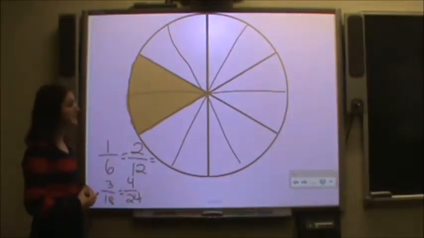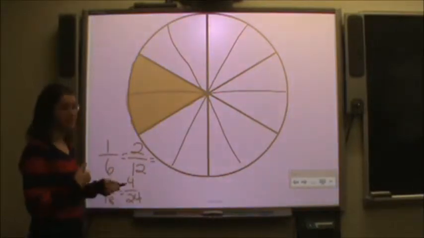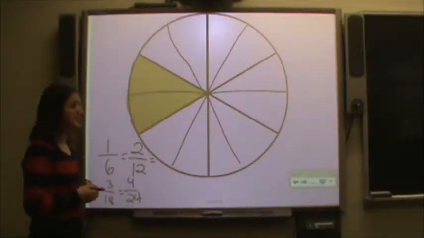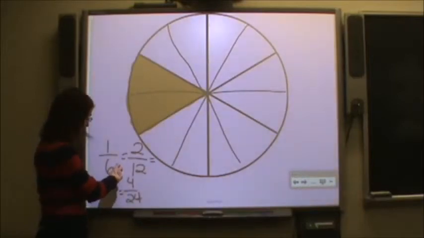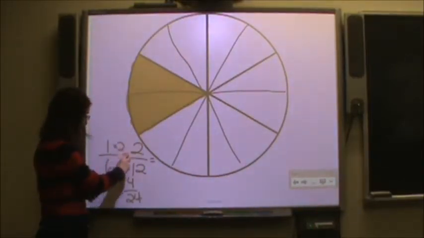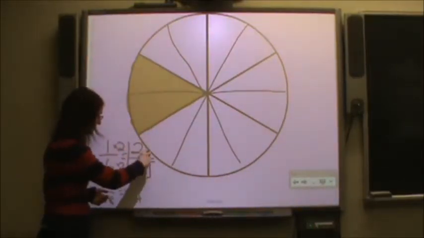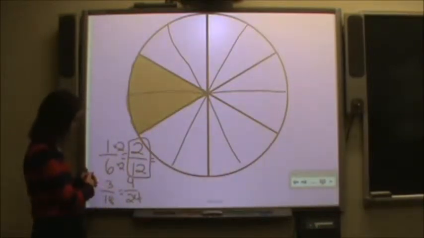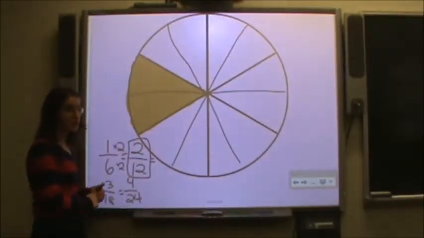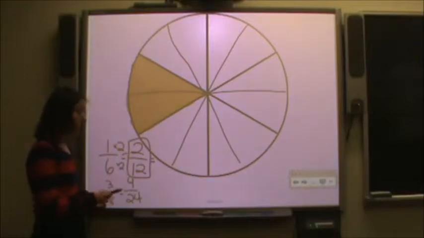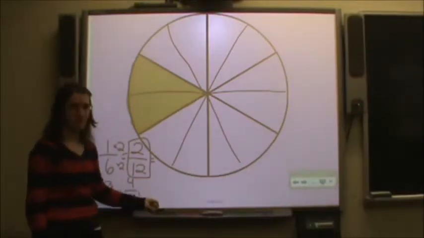So we had 1/6 shaded in, and I chose to split each 6th into 2 pieces, which means that I would multiply each of these by 2, and I got 2/12ths. However, you could also have gotten 3/18ths or 4/24ths. You could also keep going. There's a lot of possibilities, but those are ones that you probably chose to do.